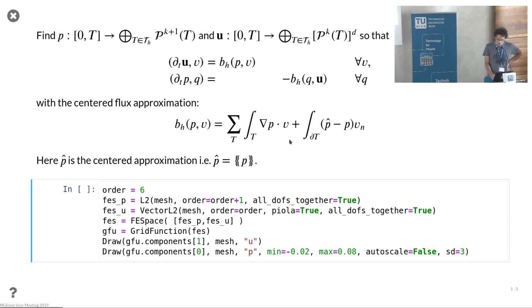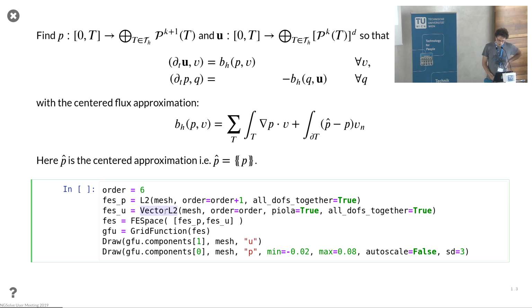So, for example, if you start with the divergence of u, you do partial integration, and you have to put in some numerical flux. Here for the numerical flux, we just use a centered approximation, so we have an energy conserving scheme, which is perhaps not the best, but for our purposes here, it suffices. It's a reasonable choice at least. So order 6 polynomials for the pressure, order k plus 1, so order 7 even. We have this flag all dofs together, which means there's no low order, high order separation in the numbering of the degrees of freedom.